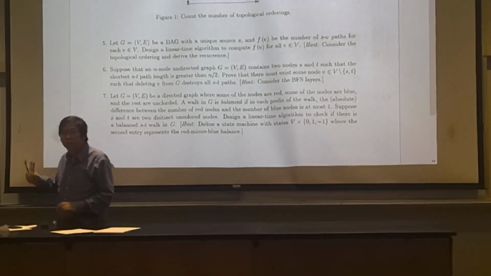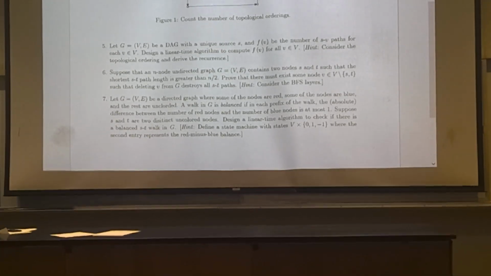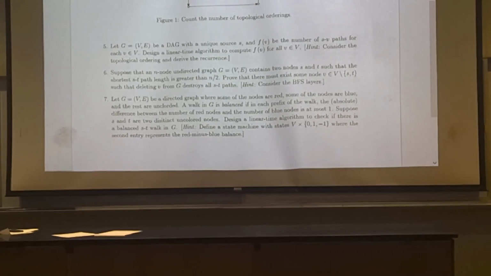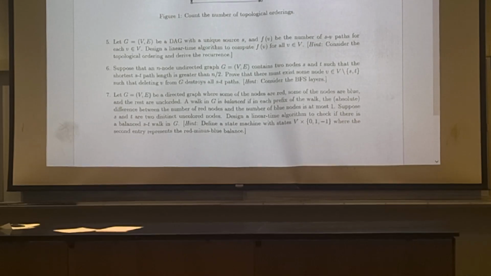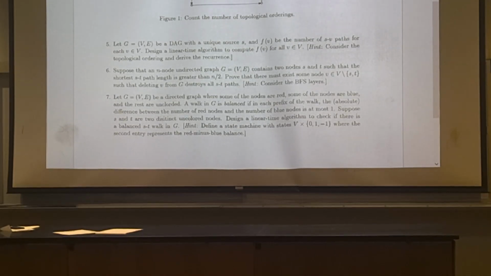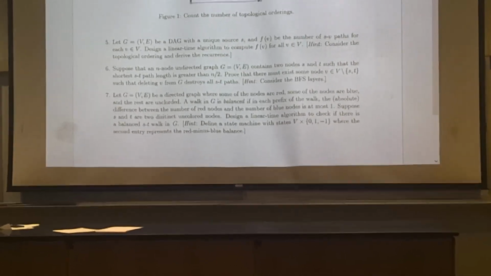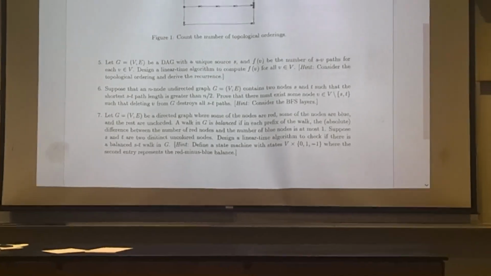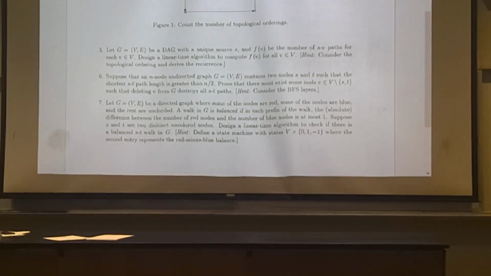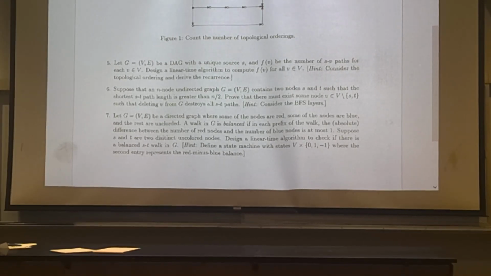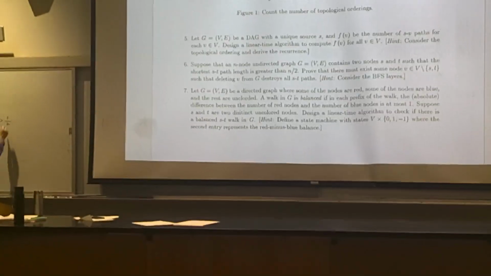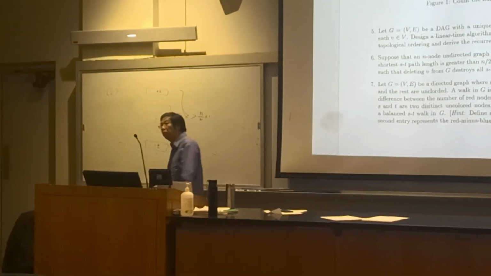So for this one, problem 6. Look at the BFS layers. We have S here, and we have T here, and then maybe other layers too. But if we look at the BFS layers, what we know is that the distance is greater than half of n. So the number of layers is at least half n plus 1, right?